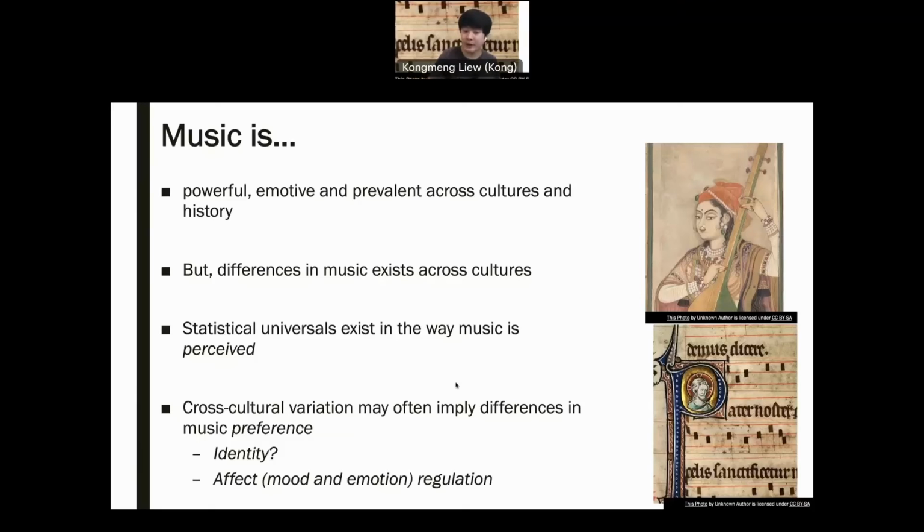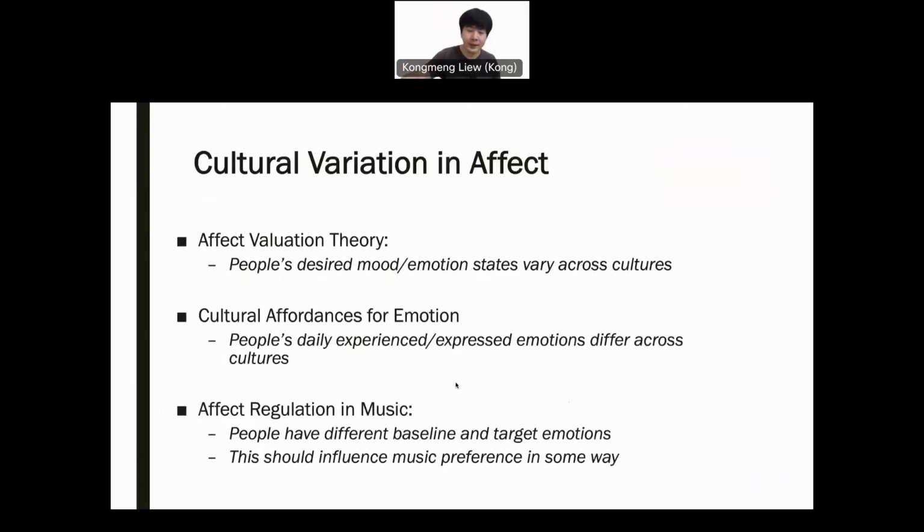And so it could be very possible that if we can pull apart this kind of data, we can then learn something about how people are different from each other in terms of the mood and the emotions that they experience. That was where I wanted to hit, because we know that emotions are experienced differently across cultures. You have affect valuation theory, where people want to experience different kinds of emotions and moods across different cultures. You have differences in cultural affordances for emotion, where some cultures facilitate engaging emotions, and some cultures facilitate disengaging emotions.